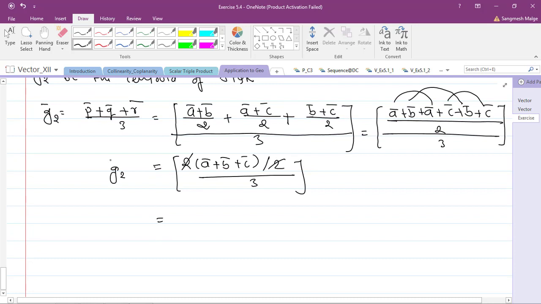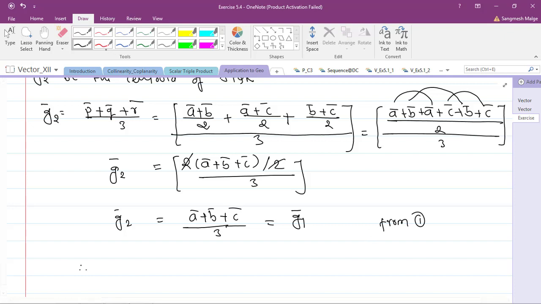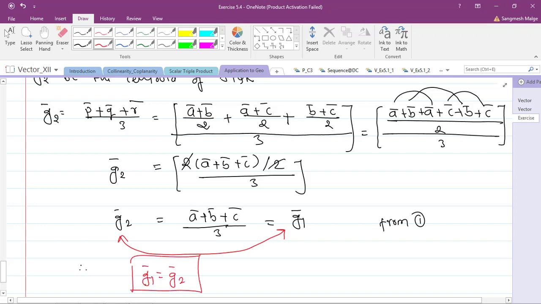ये है अपना G2 bar. So this G2 bar is equals to what you are getting, A bar plus B bar plus C bar by 3. So from equation number 1, therefore from equation number 1, this is nothing but a G1 bar again from equation number 1. So finally what you get, G2 bar and G1 bar by same है ना, G1 bar is equals to G2 bar. So this is the thing they are asking for us to prove. So hence proved. Very simple.